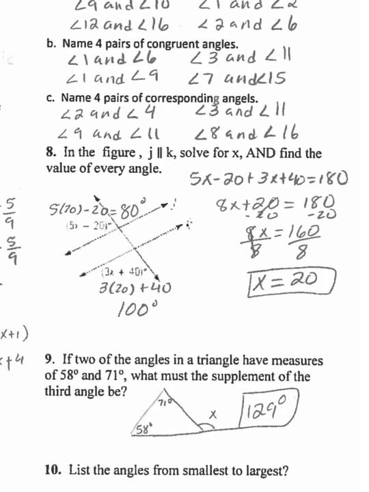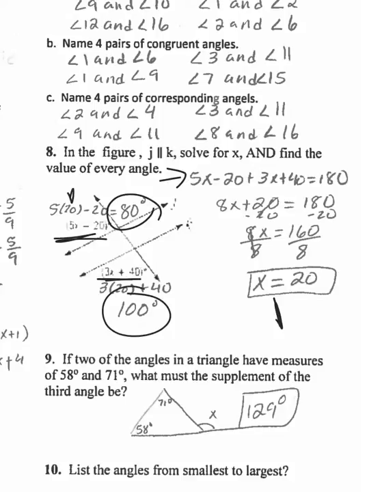In the figure, J is parallel to K. Solve for X and find the value. In this problem, 5x minus 20, 3x plus 40, those are same side exterior. That makes them supplementary. So you see the equation, you add them up, set it equal to 180. You solve for x. So there's your x value. And then you plug the 20 into each one. The top angle equals 80. The bottom one equals 100.